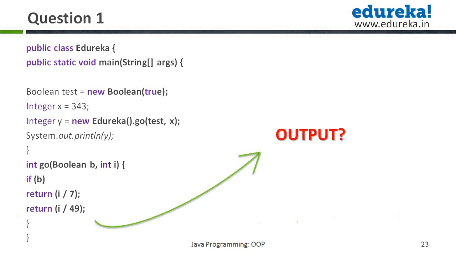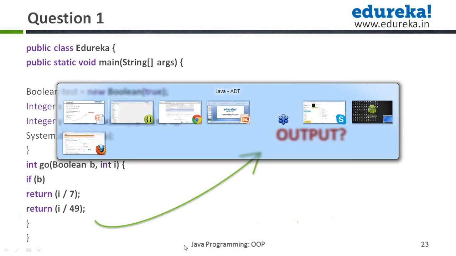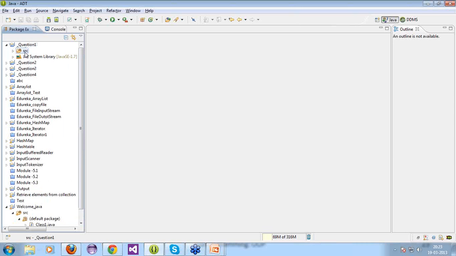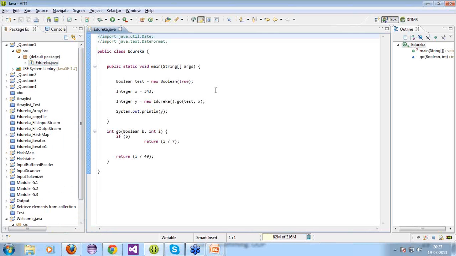Please let me know, guys. Okay, Chetan goes for 49, an absolutely correct answer. I come to Eclipse, question 1, and I see the solution right here.